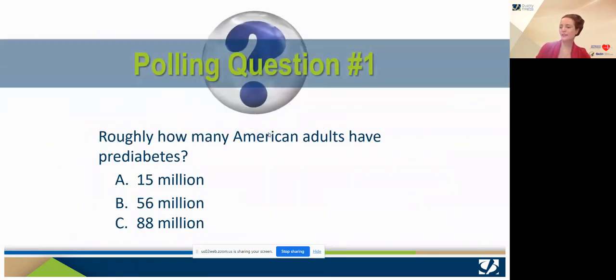So now for the audience engagement part of our presentation today. We have a poll here that is going to pop up on your screen. And we would ask that you would answer roughly how many American adults have prediabetes. I'll give you a little bit of a clue while we're waiting for the answers to come in: it's roughly 1 in 3 American adults has prediabetes. So 1 in 3, that puts them at risk for developing diabetes, heart disease, and stroke.